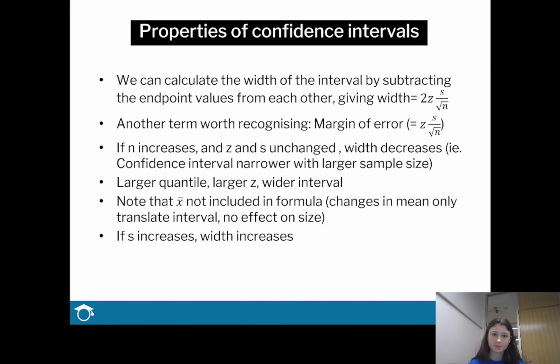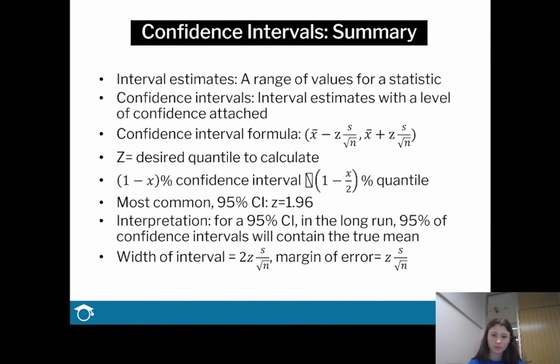I'll just quickly go over the summary. So an interval estimate is a range of values for the statistic instead of just a particular one. Confidence intervals are interval estimates with a level of confidence attached, saying how likely it is that any value for that range is going to fall within your given interval.